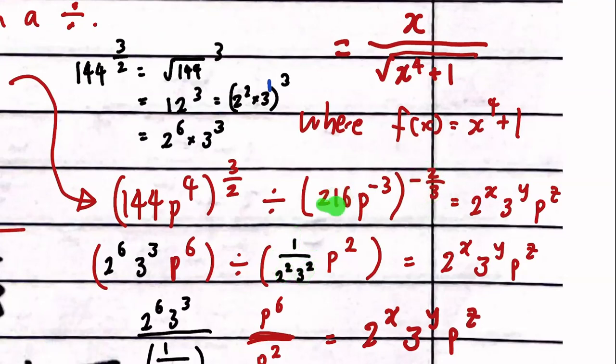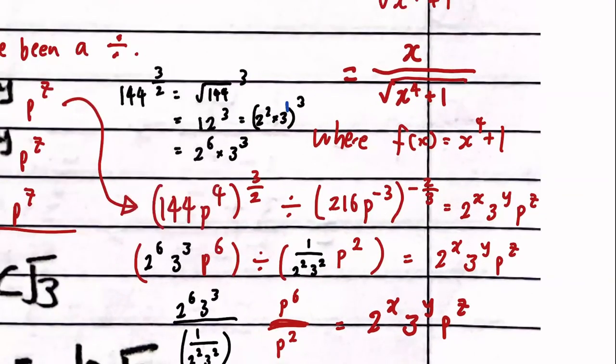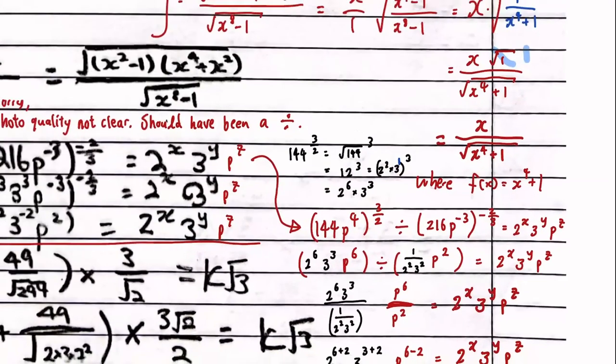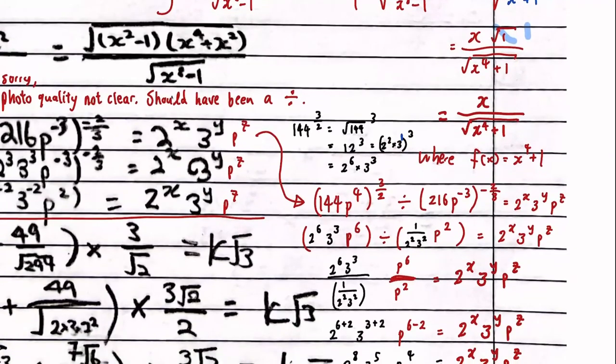Is that clear? It's 1 over 36, right? Do you know how to calculate 1 over 36 manually? Meaning, how do you show that 216 raised to the power of negative 2/3 is equal to 1 over 36 without a calculator?